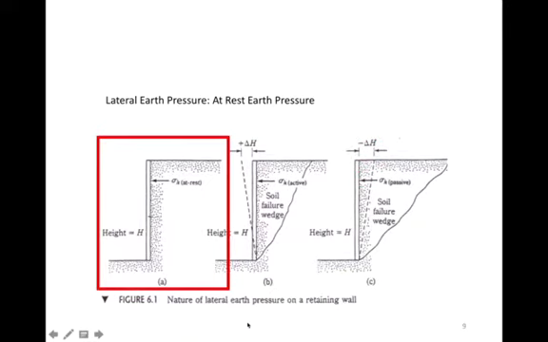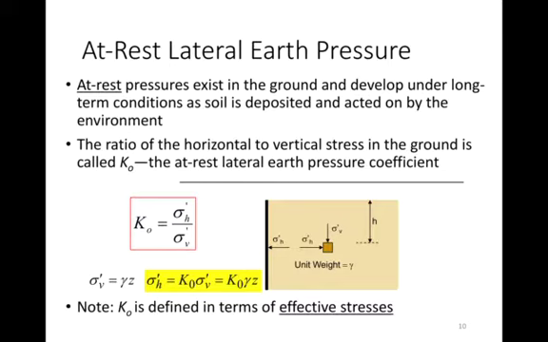So the first case we're going to talk about is at rest. At rest is when the pressure exists in the ground at all times already, and it's a long-term condition. It is called K naught. So often you'll hear people call this the K naught condition or the at rest condition. And that K naught is defined as the horizontal stress over the vertical stress. So it's whatever's happening in the horizontal direction with respect to what's happening in the vertical direction. Oftentimes we know how to calculate vertical effective stress. So we can calculate horizontal effective stress by knowing this K naught, this at rest lateral earth pressure coefficient, and then multiplying it by gamma and the depth. So this is also in terms of effective stress.